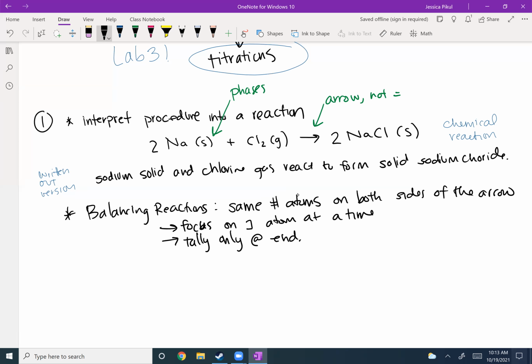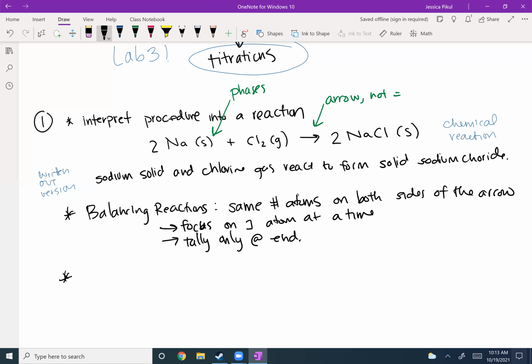But if you're tallying all of the different atoms each time you balance one element, you open yourself up to a lot more possibilities for making a small mistake that then makes the problem not solvable. And so it also just takes a lot more time. So if you just try to balance one element at a time, then at the end you can make sure everything works out, and it'll go a lot faster and you tend to make fewer mistakes.